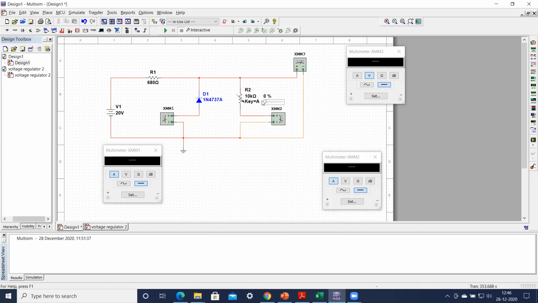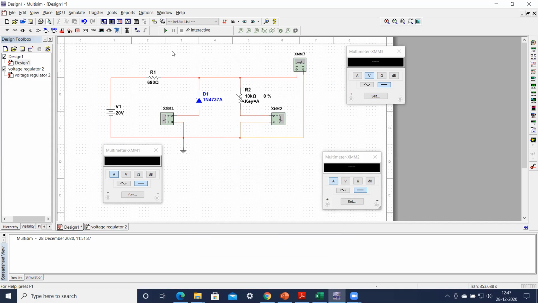Now let me make it 0. Once you make it 0, it is equivalent to a short circuit because it is not offering any resistance. You try to understand this one. Now you can verify it by simulating this circuit.